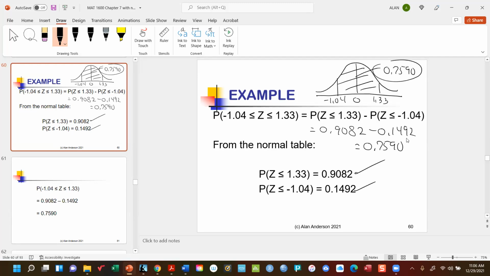So now you are all experts in using these normal tables. There are no other cases that you could encounter with these normal tables. That's it. You covered all the possibilities. So you should never, ever have a problem calculating any normal probability that comes along.